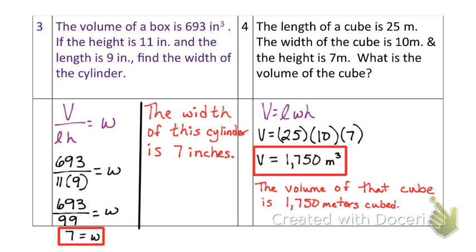Okay, I hope this clarified any confusion and showed you how to use one formula four different ways to find four different pieces or values in that formula.